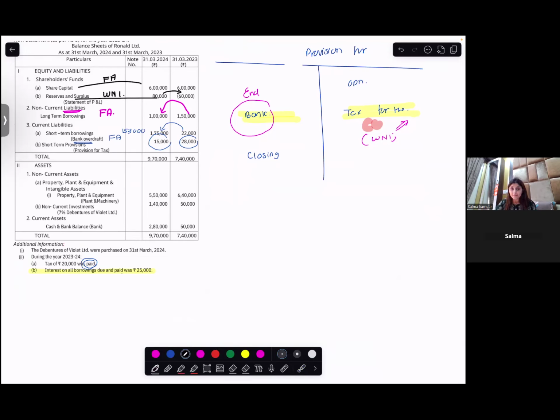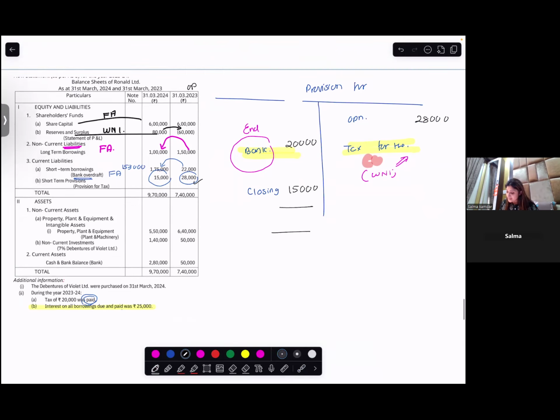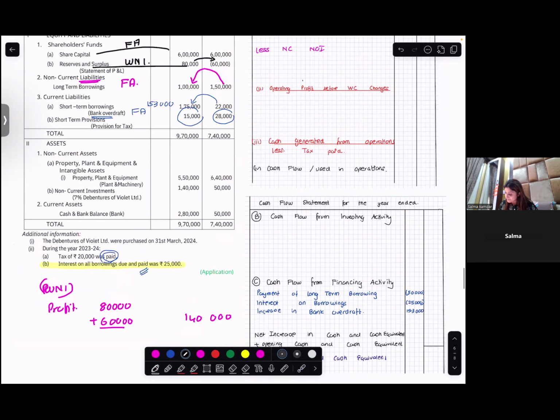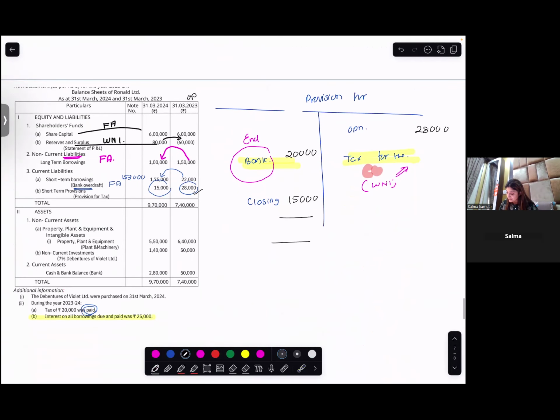Okay, now let's go over here and check the things for your provision for taxation account. So when I am making my provision for tax account, the opening balance of the provision for tax, that is 28,000, comes over here. Closing balance, which is 15,000, it comes on the debit side. And I have the tax paid 20,000. Tax paid, you will directly write over here minus 20,000. Okay, now we talk about the taxation for the year. So this is 35,000. From this 35,000, when you subtract 28,000, 7,000 is your tax for the year.